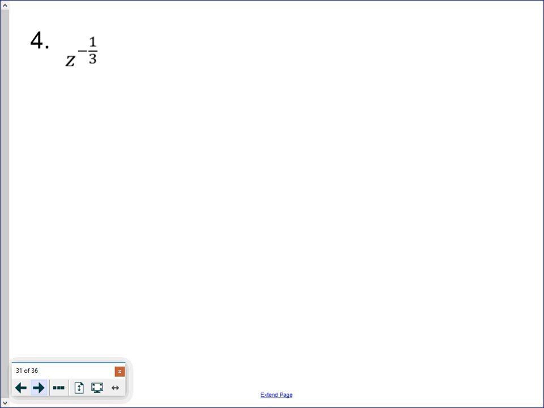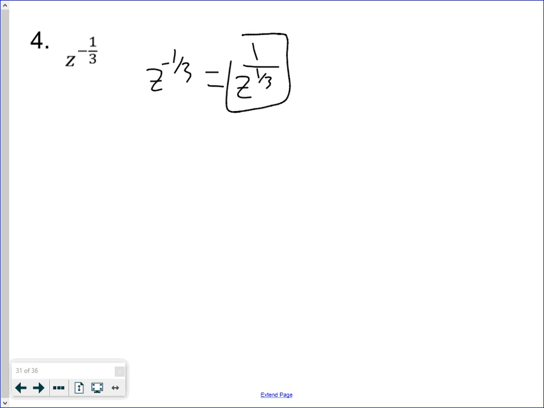Number 4, we have z to the negative 1/3. So z to the negative 1/3, like we talked about in a previous problem, if you have a negative exponent, all you do is flip it to the other side of the fraction. So this becomes 1 all over z to the 1/3. We can't simplify it anymore from here, or rather, we could and we should. I spoke a little too soon. We have z to the 1/3.